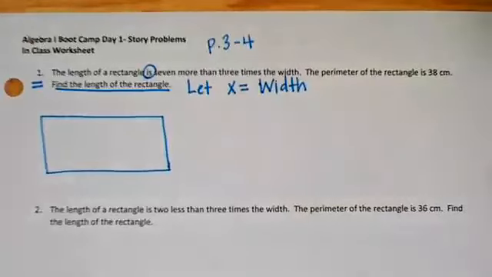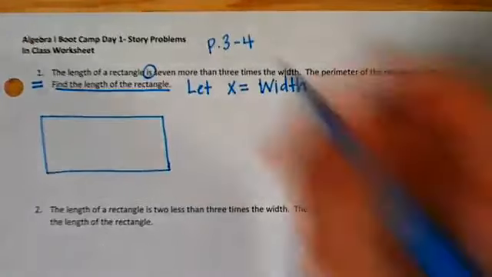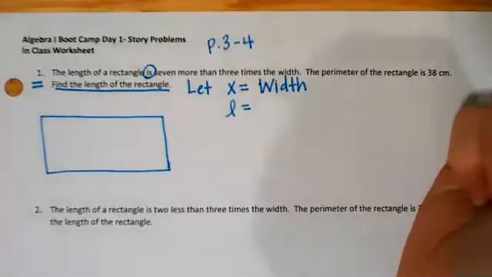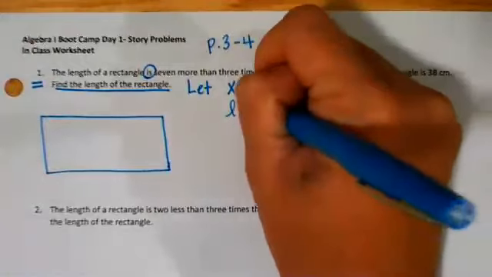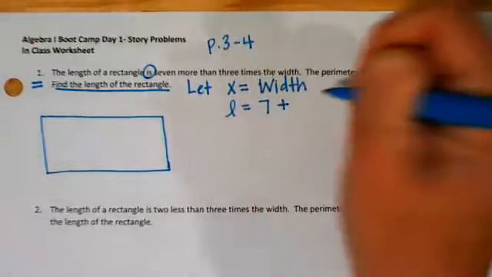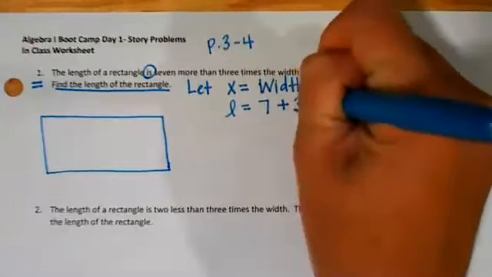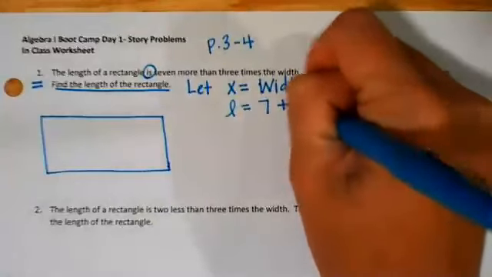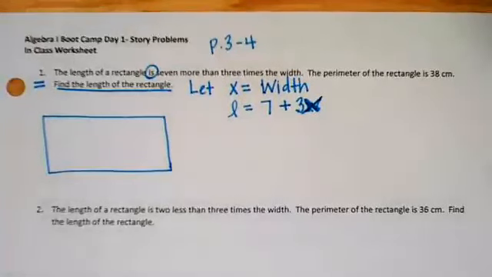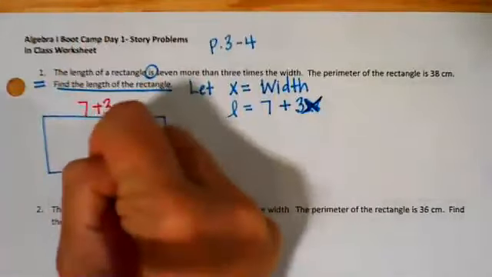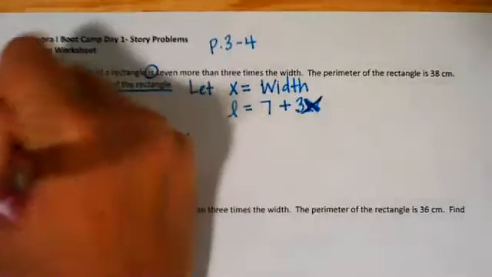Okay, so I'm going to draw a picture of a rectangle, and then it says that the length, so I'm going to use L for length, is 7 more than, so 7, remember more than means addition, 3 times the width. So 3 times the width, which is x. So I'm going to label my rectangle appropriately: the length is 7 more than 3 times the width, and the width is just x.